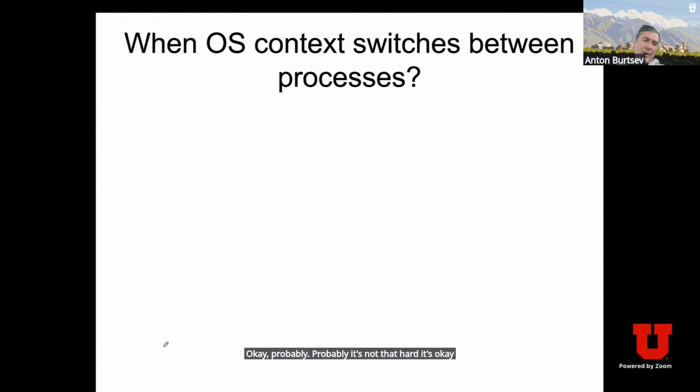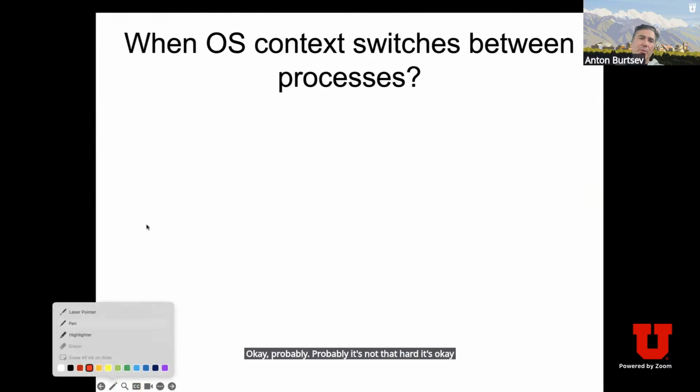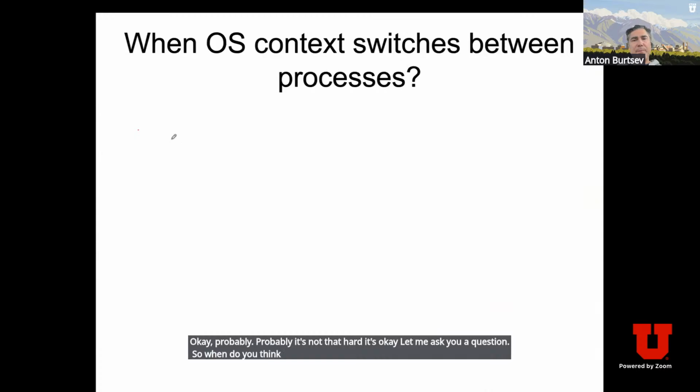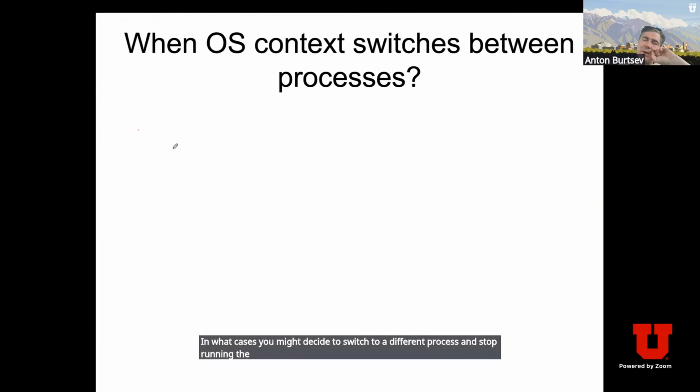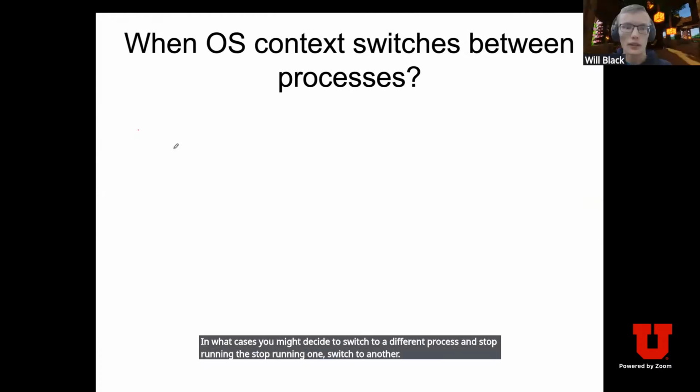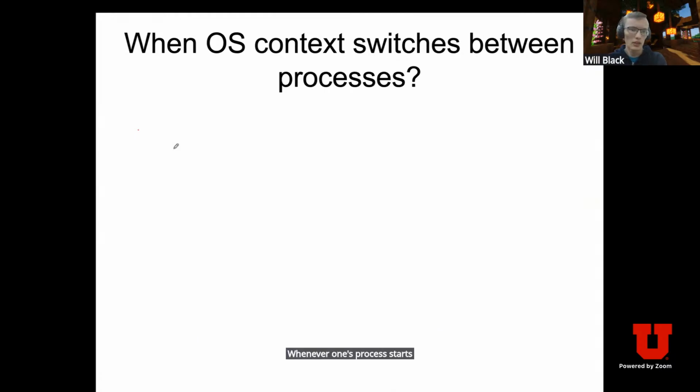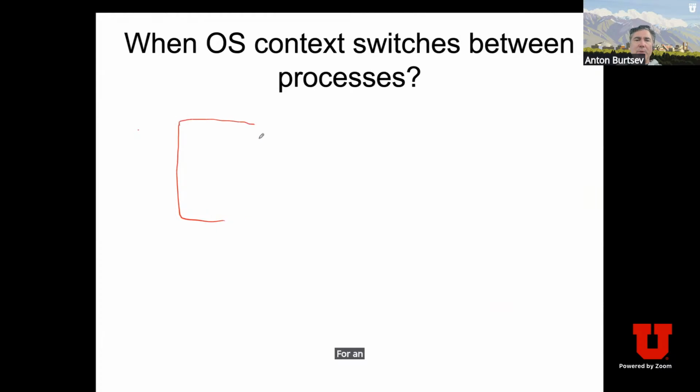So okay, let me ask you a question. When do you think we switch between processes? If you were a designer of an operating system, in what cases might you decide to stop running one process and switch to another? Whenever a process starts doing a system call, possibly, or an interrupt. What is your logic here? So imagine you do something like an exec system call, which we covered last time, right?